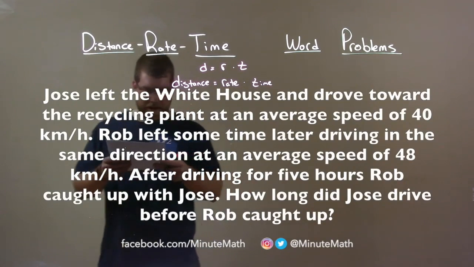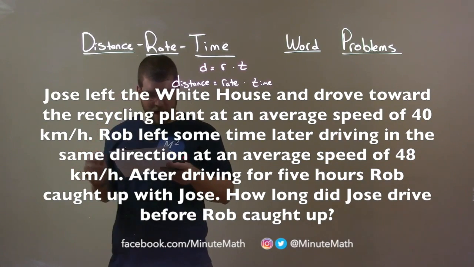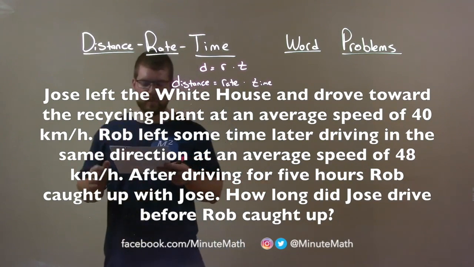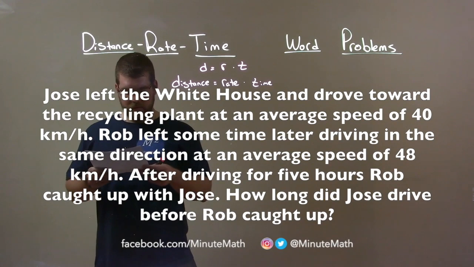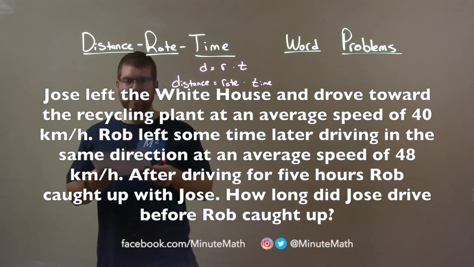Josie left the White House and drove toward the recycling plant at an average speed of 40 kilometers per hour. Rob left some time later, driving in the same direction at an average speed of 48 kilometers per hour. After driving 5 hours, Rob caught up with Josie. How long did Josie drive before Rob caught up?